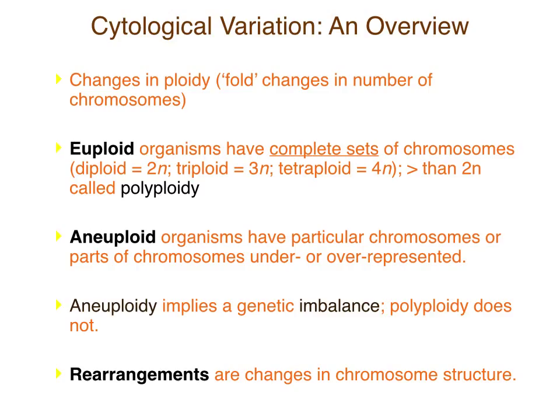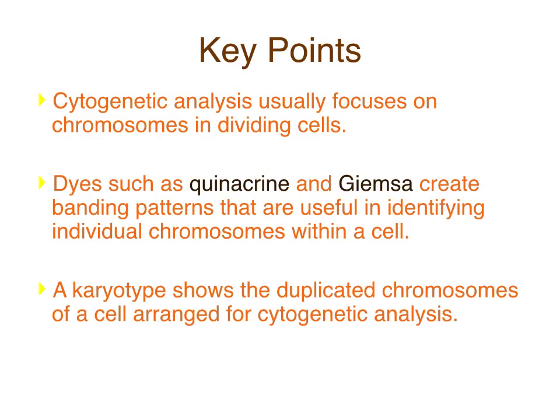And then lastly, rearrangements, which we're going to talk about at the end of this section, is when we have changes in the structure or even changes in how the DNA is arranged within the chromosome. And we'll talk more about that. Okay, so here are all the key points. Staining, what we use staining for, and how that tells us about the chromosomes.